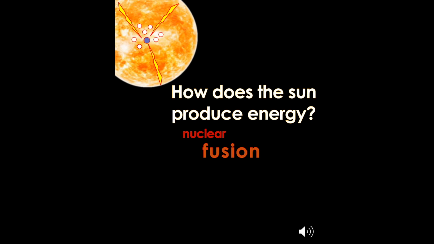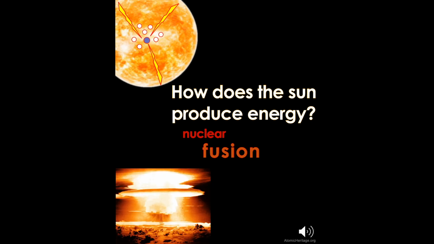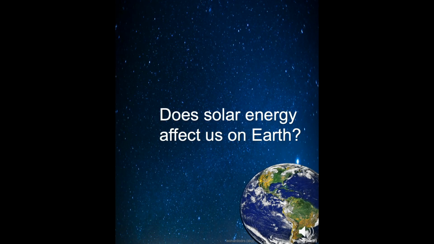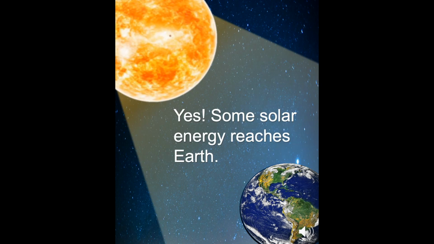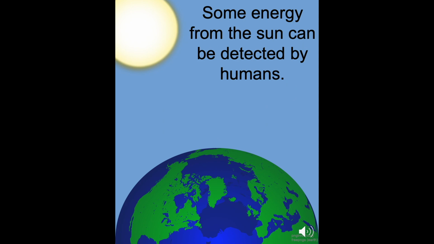The process releases a huge amount of energy, which is then transferred or converted to other forms of energy, some of which we will discuss today. Does the energy made by the sun reach us here on Earth? Yes, some solar energy reaches Earth. Packs of energy from the sun get propagated or passed on in waves. Some of those energy waves can be detected by humans in different ways.